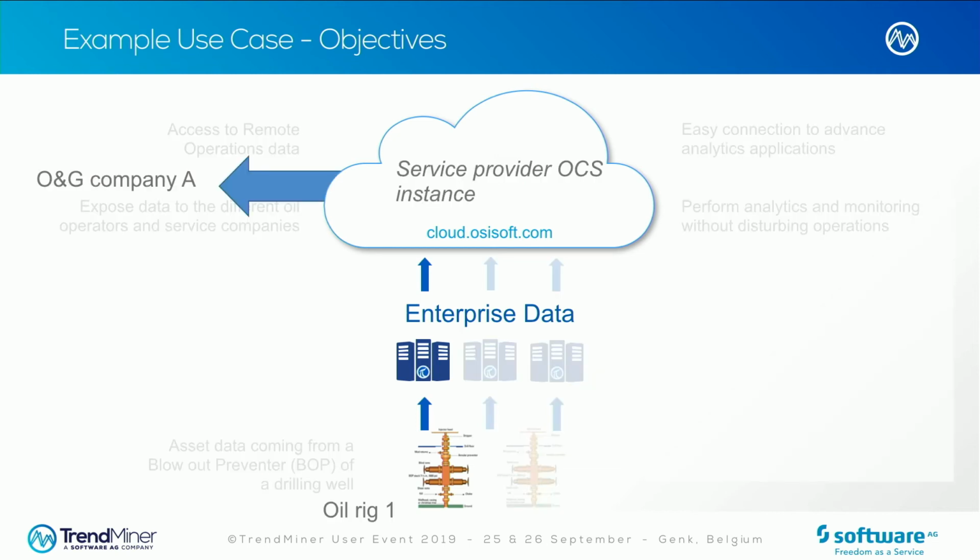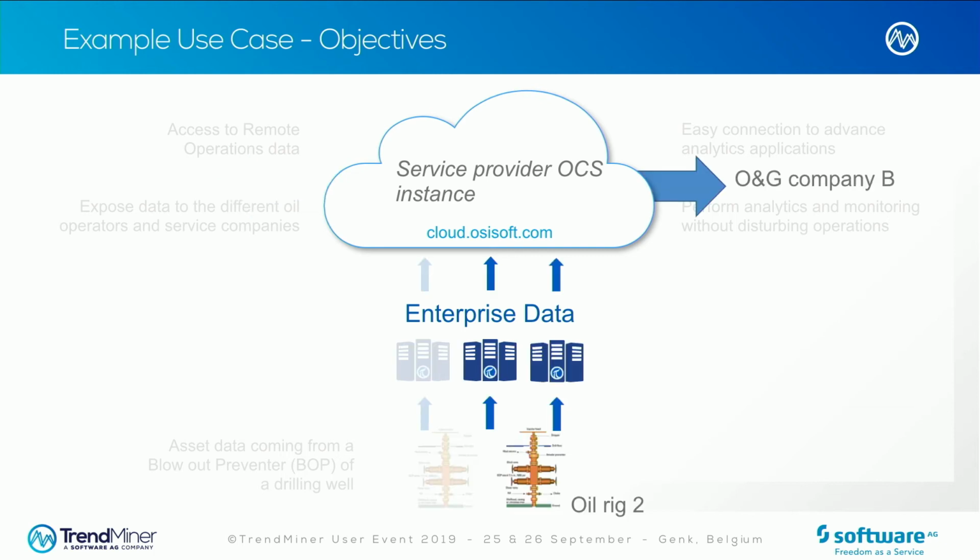So to make that really clear, there is one oil rig here, and the data of that oil rig ends up in one PI system. And the idea is that that data and the analytics on that data primarily needs to go to oil and gas company A, whereas a second oil rig has its data ending up in different PI systems, and the data needs to be shared with oil and gas company B.